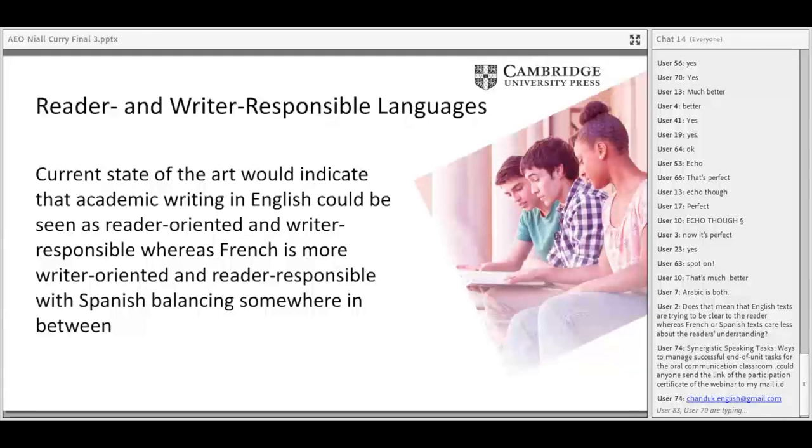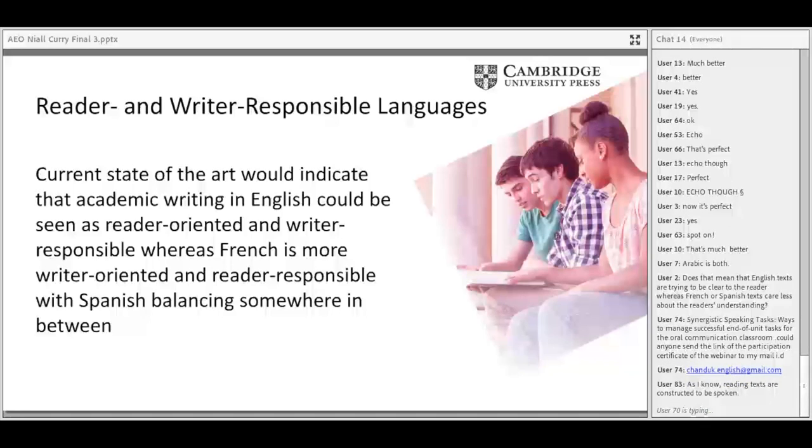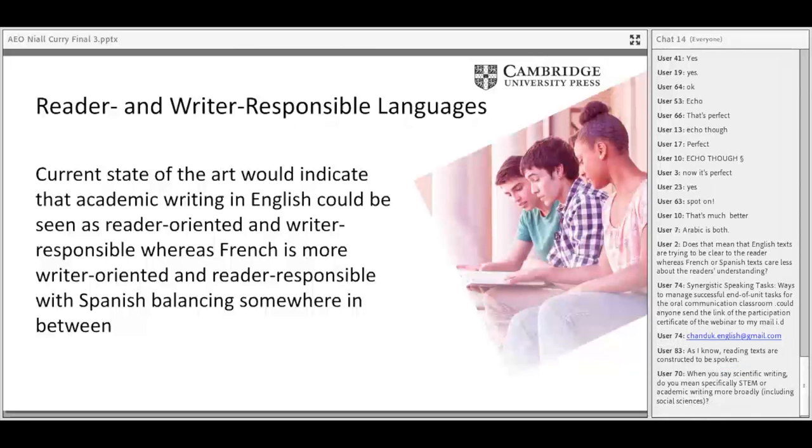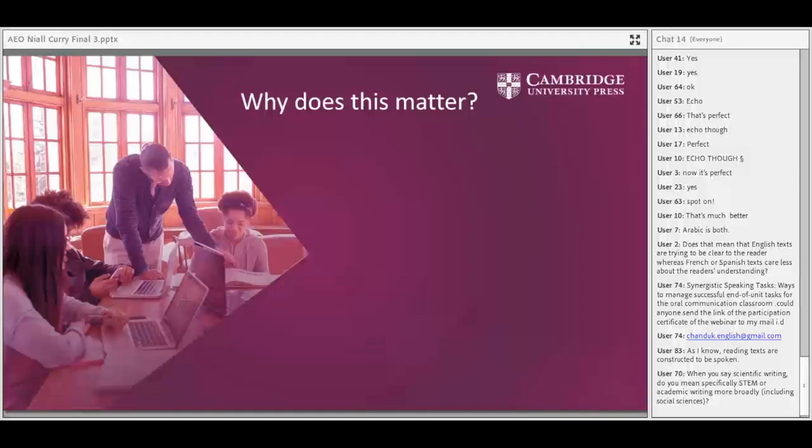And so what we see then, if we look at these three languages on a continuum, is that English could be seen as more reader-oriented and writer-responsible. So the writer has responsibility for writing for the reader in a clearer way, as they would expect. French is more writer-oriented and reader-responsible, and Spanish is balancing somewhere in between. So that's what we're looking at today.